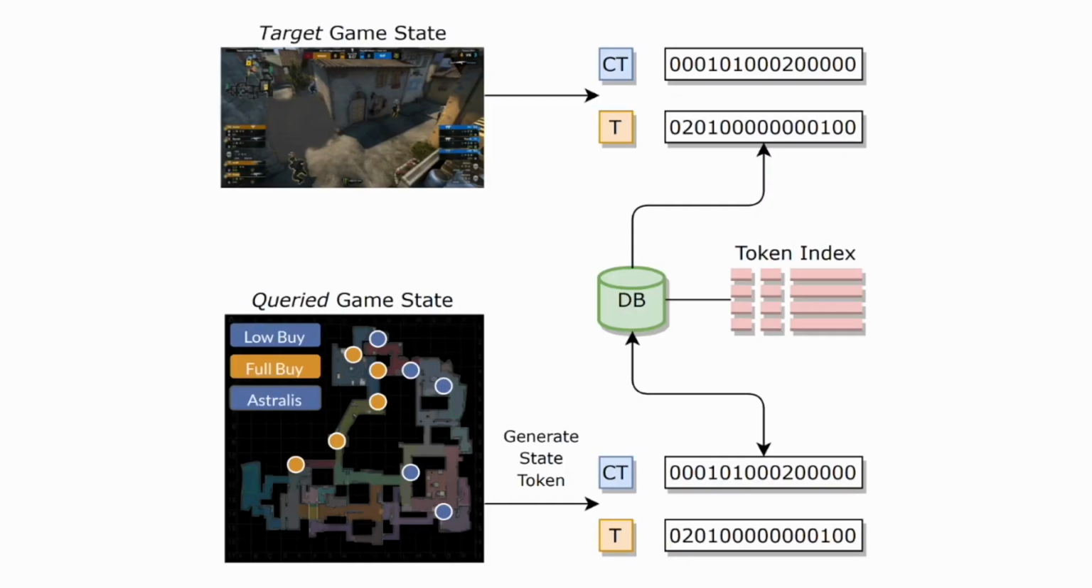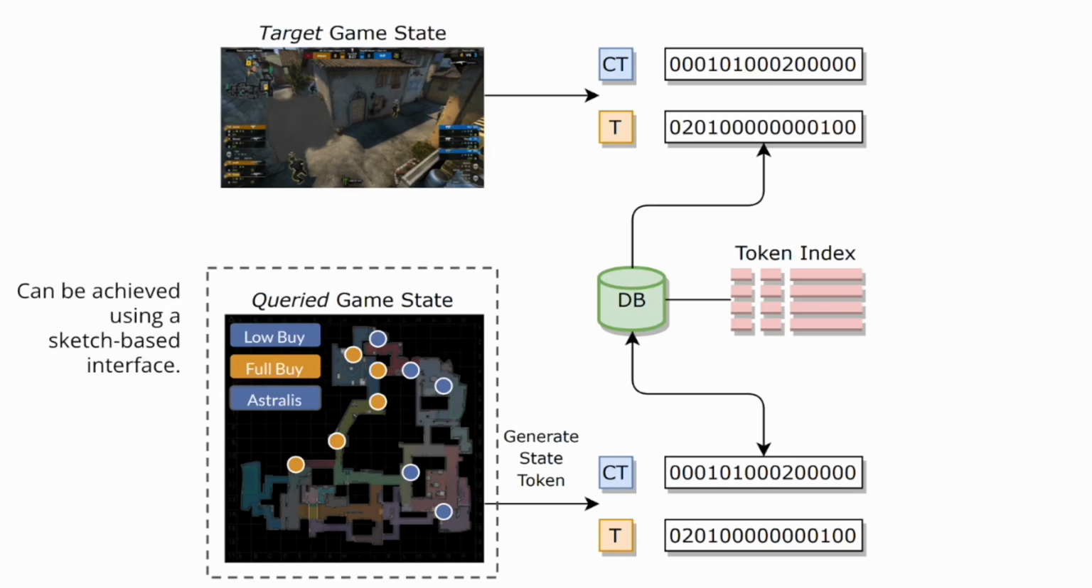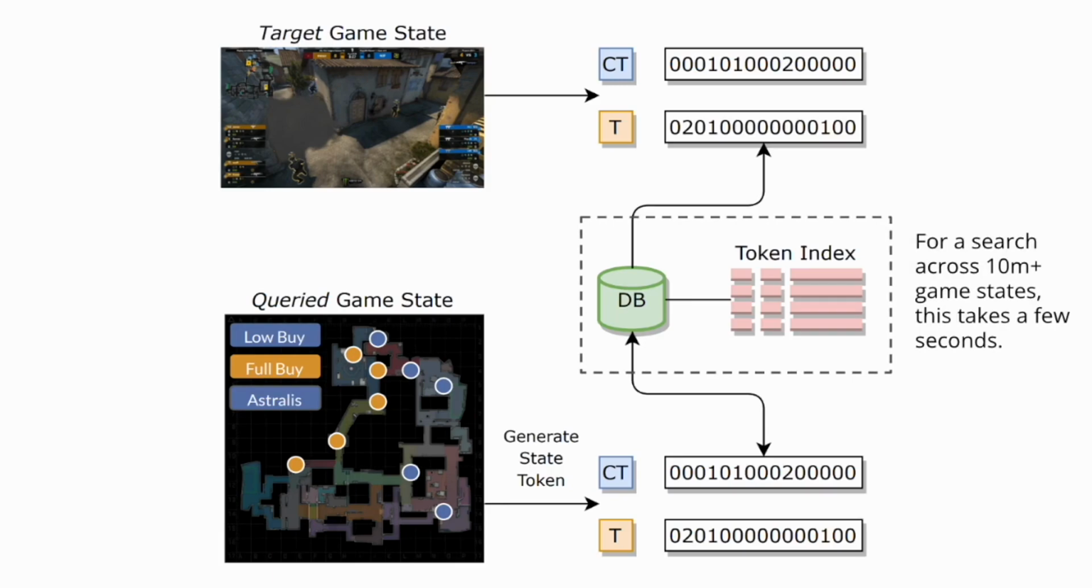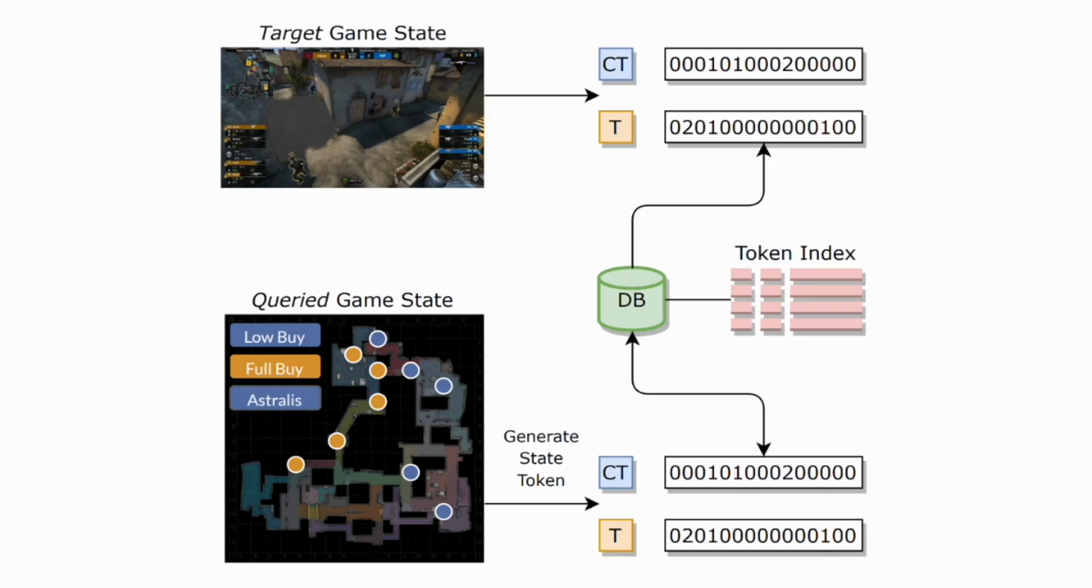Overall, if we wanted to design a system to search for similar plays, it would look like this. We have a target game state, which we could actually just draw out and apply some general high-level filters, such as for the teams and the equipments that each team had. Then, we generate the token and search for it in a database to return a list of game states. We can query using a sketch-based interface. Searching for states is actually quite fast. In our data set with many millions of game states, we can return a list of similar game states in just a few seconds. If an analyst only wanted to search a dataset of a few games, it would take even less time.